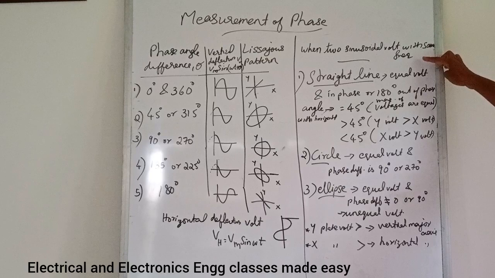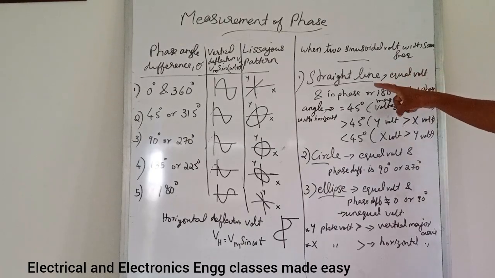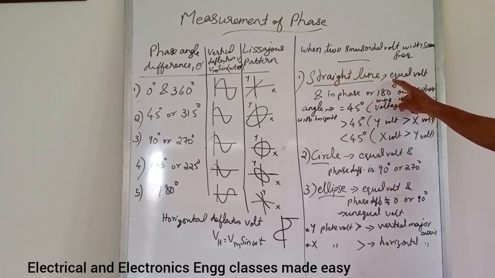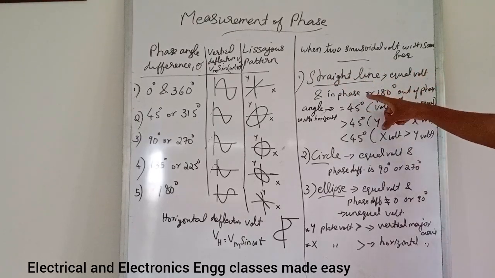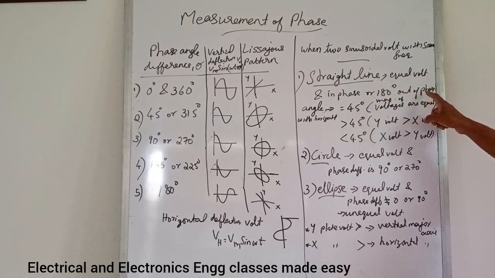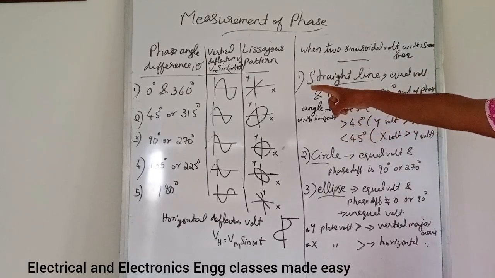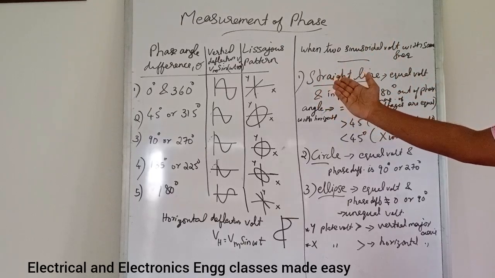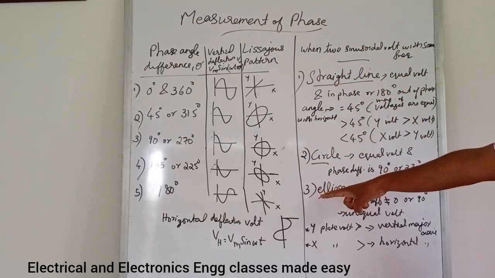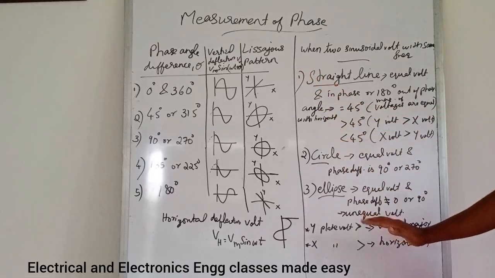When two sinusoidal voltages with the same frequency are applied, a straight line is obtained when two voltages are equal and are in phase or 180 degree out of phase. That is, when both are in phase, we will get straight line in this direction, and when out of phase, we will get straight line in this direction.